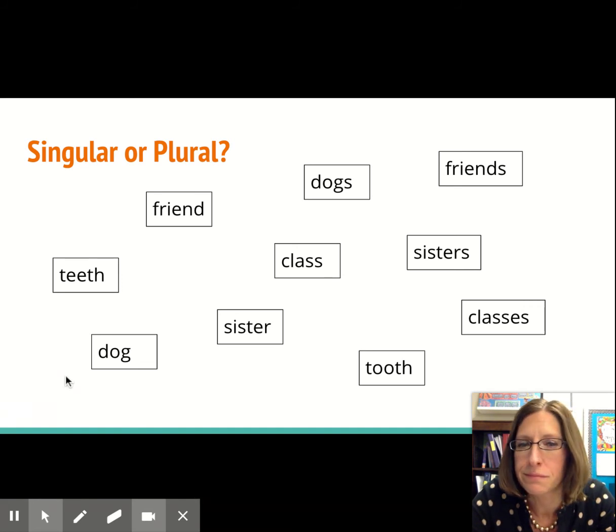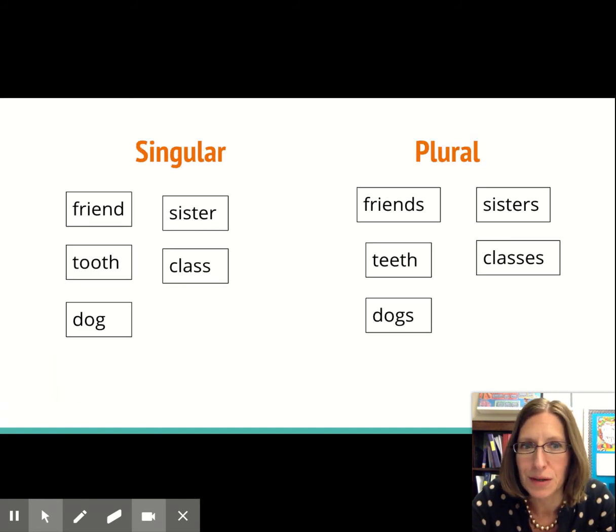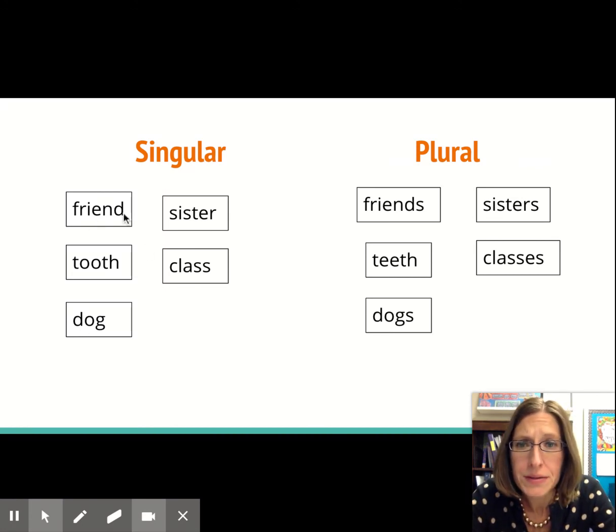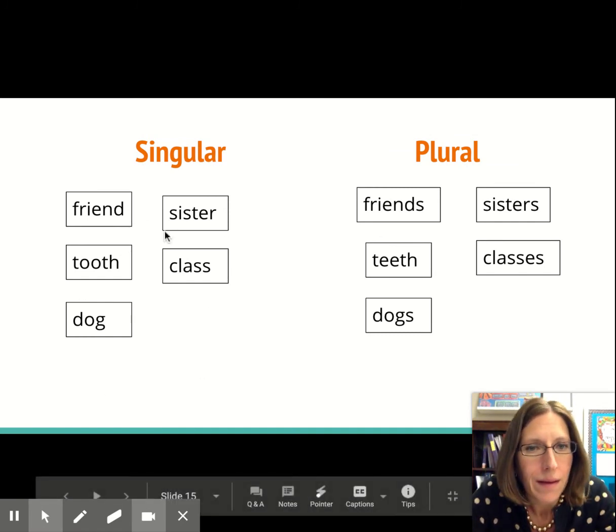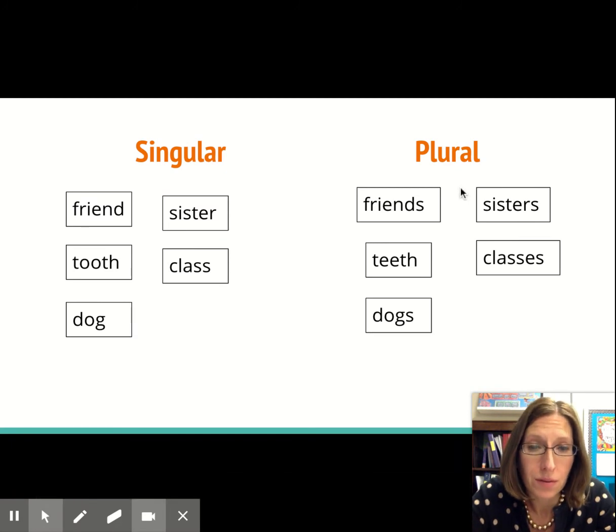Let's see, did you get it right? So here are the singular words. Friend, one tooth, one dog. One sister, one class. All singular, and again, singular means one. And then here we have plural. Plural means more than one, or 2 or more. 2 or more friends, 2 or more teeth. Ooh, how many teeth have you lost? 2 or more dogs, 2 or more sisters, and 2 or more classes.